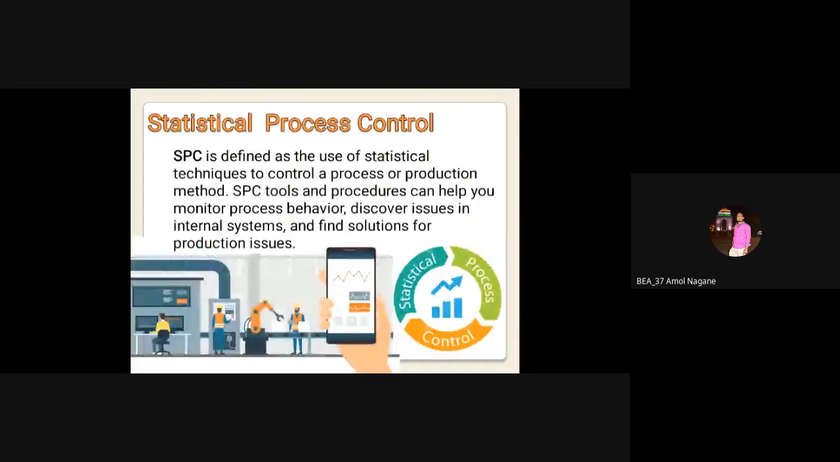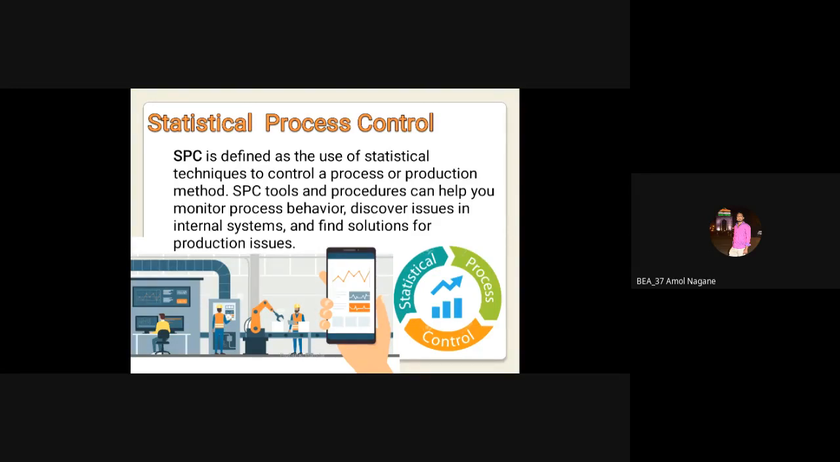So let us start the introduction to statistical process control. SPC is defined as the use of statistical techniques to control a process or production method. Statistical means some statistics are available there, mathematical data or tabular data. So we can use that data for controlling also.